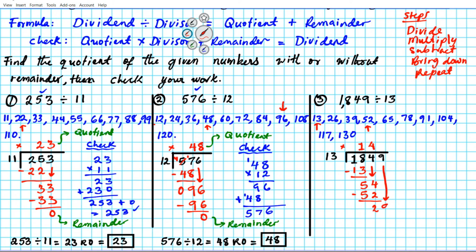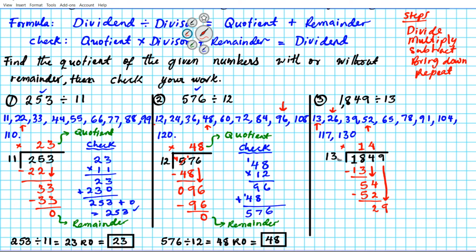Okay. Now we're going to repeat. How many times does 13 go into 29? Or what is 29 divided by 13? Let's look at our list of multiples here. There's no 29. The biggest multiple of 13 that's smaller than 29 is 26.